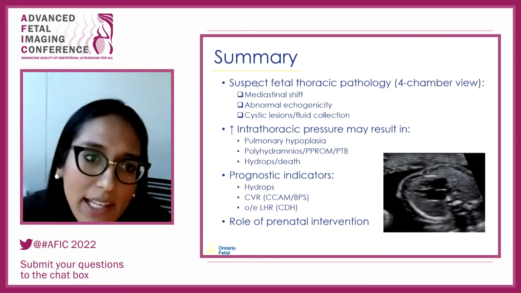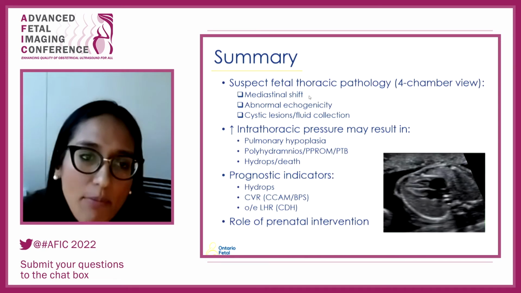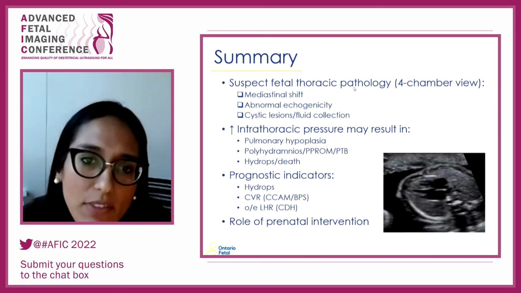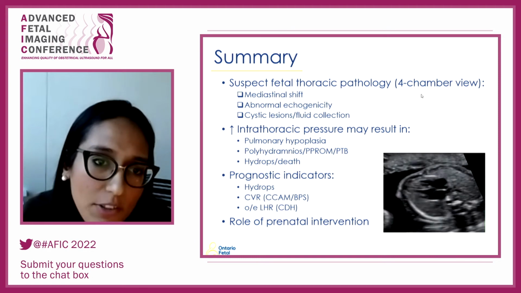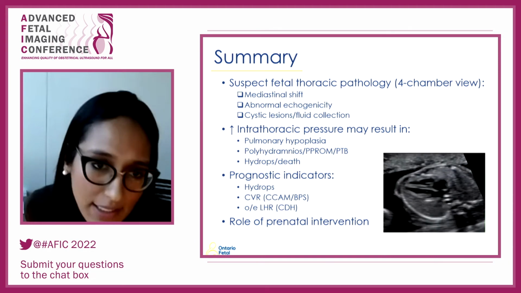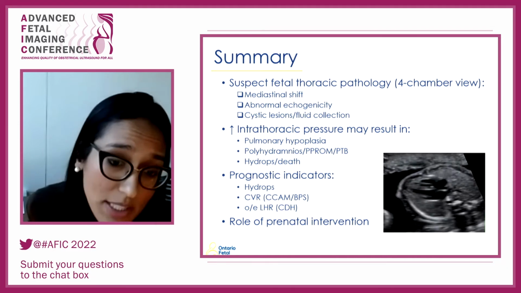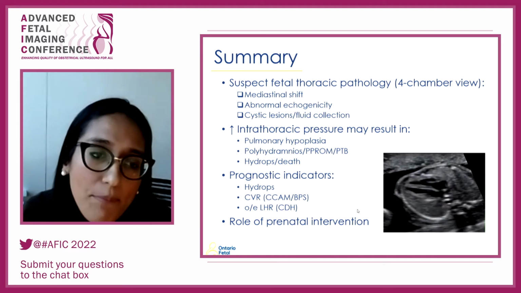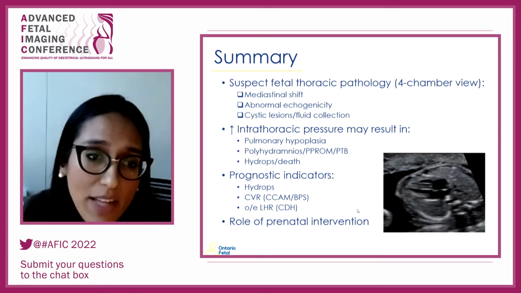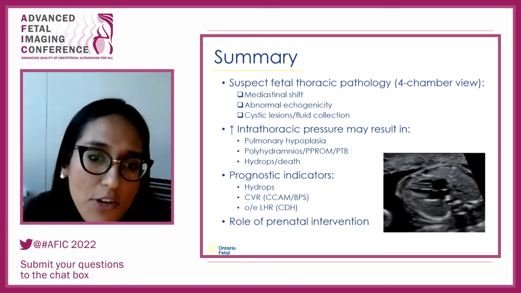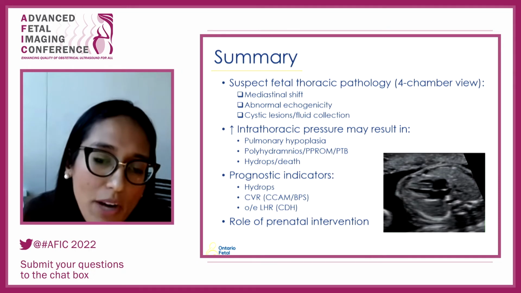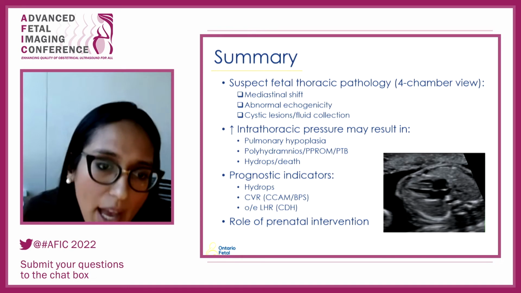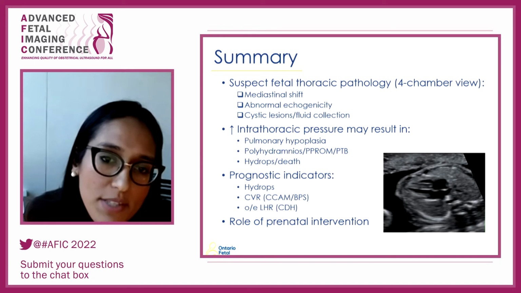So just again, some final summary about what we talked about. We should be suspecting fetal thoracic pathology on the 4-chamber view of the heart if we have the presence of mediastinal shift, abnormal echogenicity, cystic lesions or fluid collections within the chest. We want to look for evidence of this, because usually this results in increasing intrathoracic pressure, which ultimately, the end result for all of these conditions is pulmonary hypoplasia, polyhydramnios with the risk of prematurity, eventual hydrops, and death in the more severe forms.